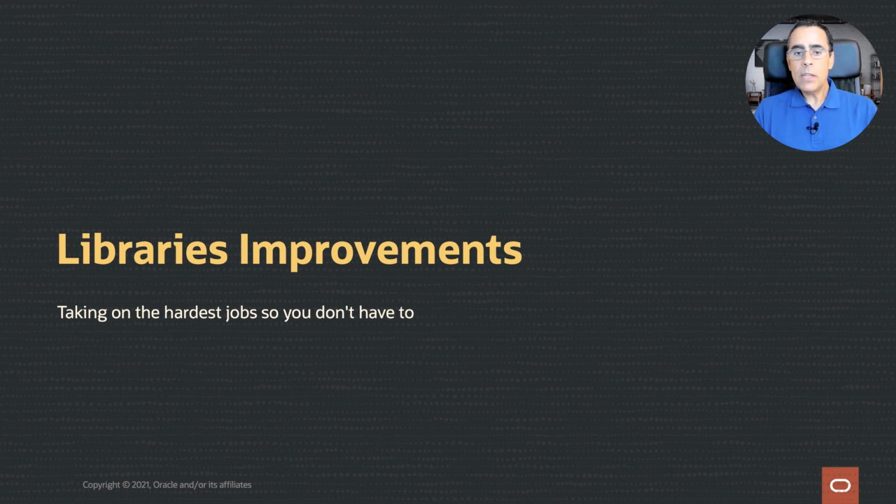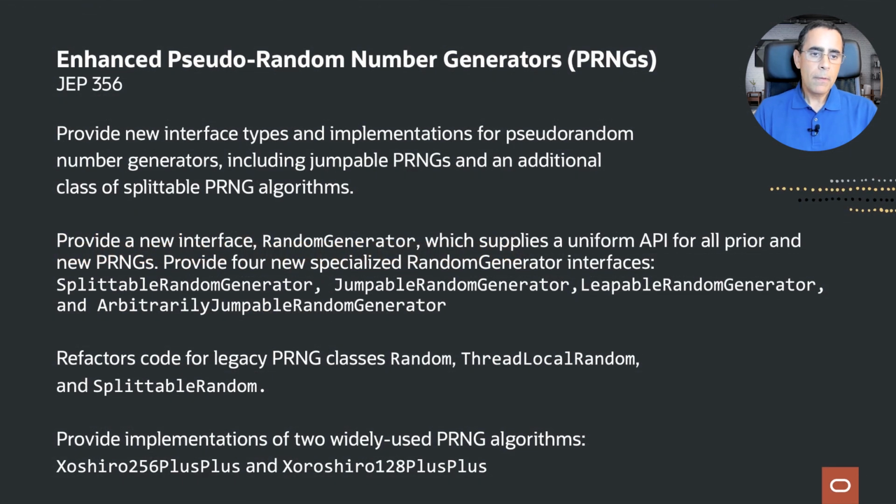Changes to the library can either provide new functionality or improve existing APIs. With JDK 17, we bring in a few new APIs. JDK 17 refactors some of the code used to generate pseudo-random numbers. Earlier versions of the JDK included several classes of pseudo-random number generators, but they didn't have a common interface, which made it hard to replace one class with another one.